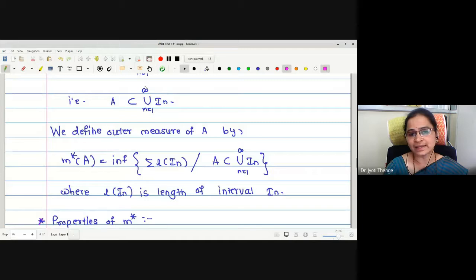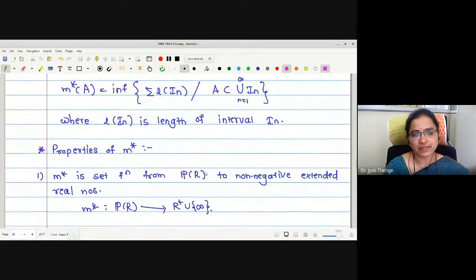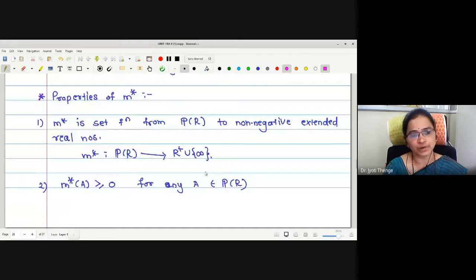We know how the length of this union is calculated. The length property we have seen: the length of a union of intervals is calculated as the summation of their respective lengths. Therefore, we defined the outer measure n star of A as the infimum of the summation of the length of In such that A is contained in this union. That is, In is going to be an open covering.